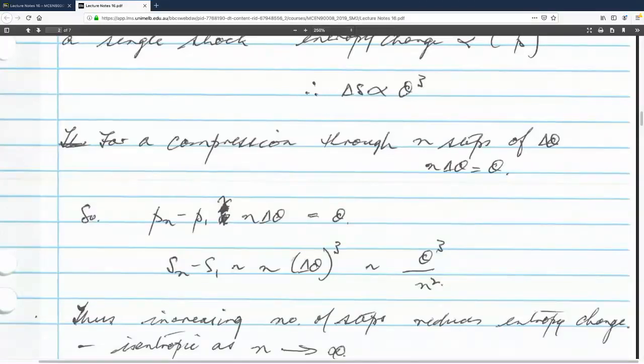So that's interesting. If I took n to infinity, then the change in entropy would be 0. So if I have a whole lot of shocks, I'm better off than having just one. My entropy doesn't change. So that's the basis. Thus, increasing the number of steps reduces the entropy change, ultimately becoming isentropic as n goes to infinity in this expression here. So have you got that?